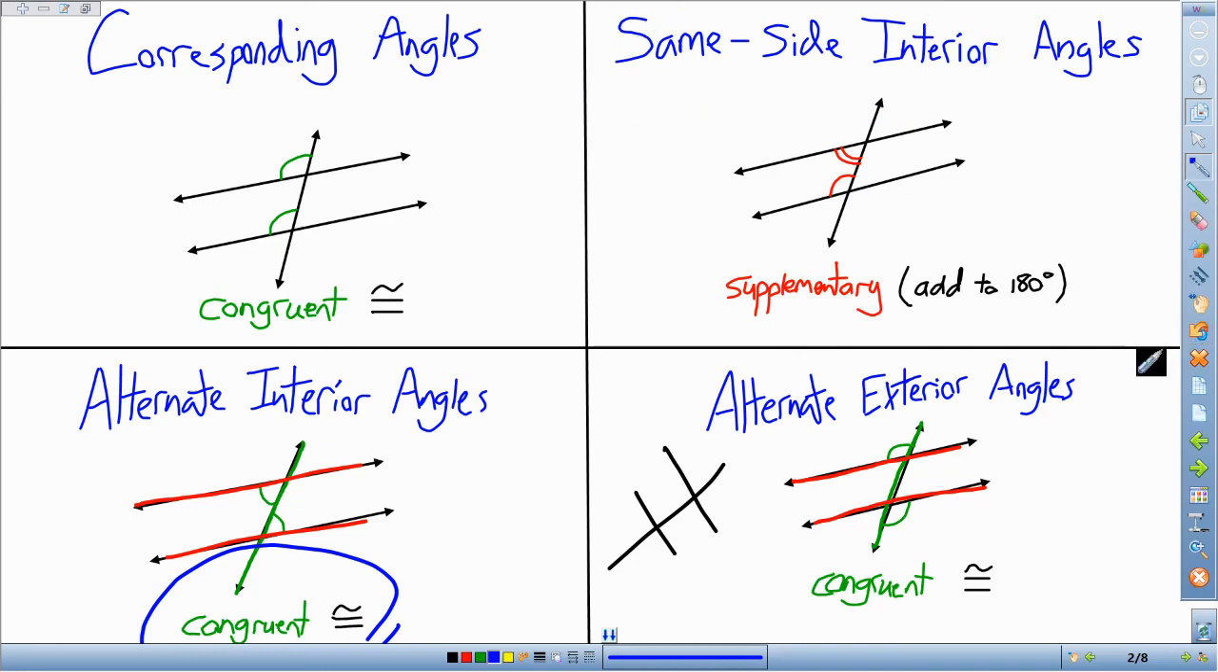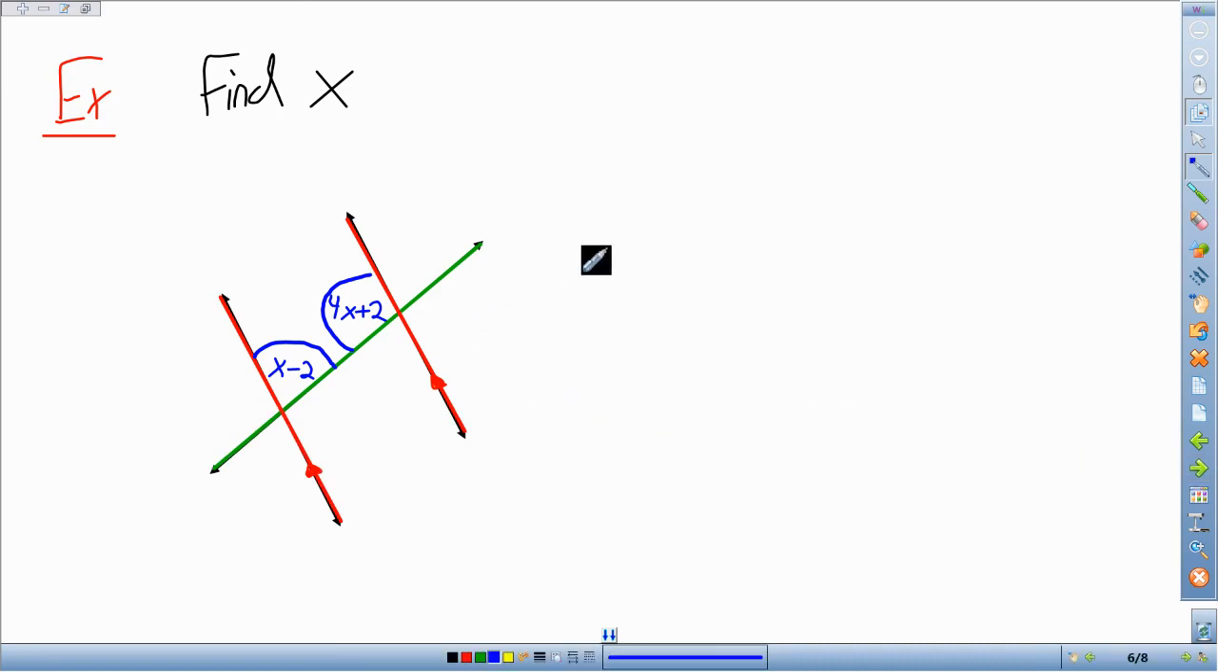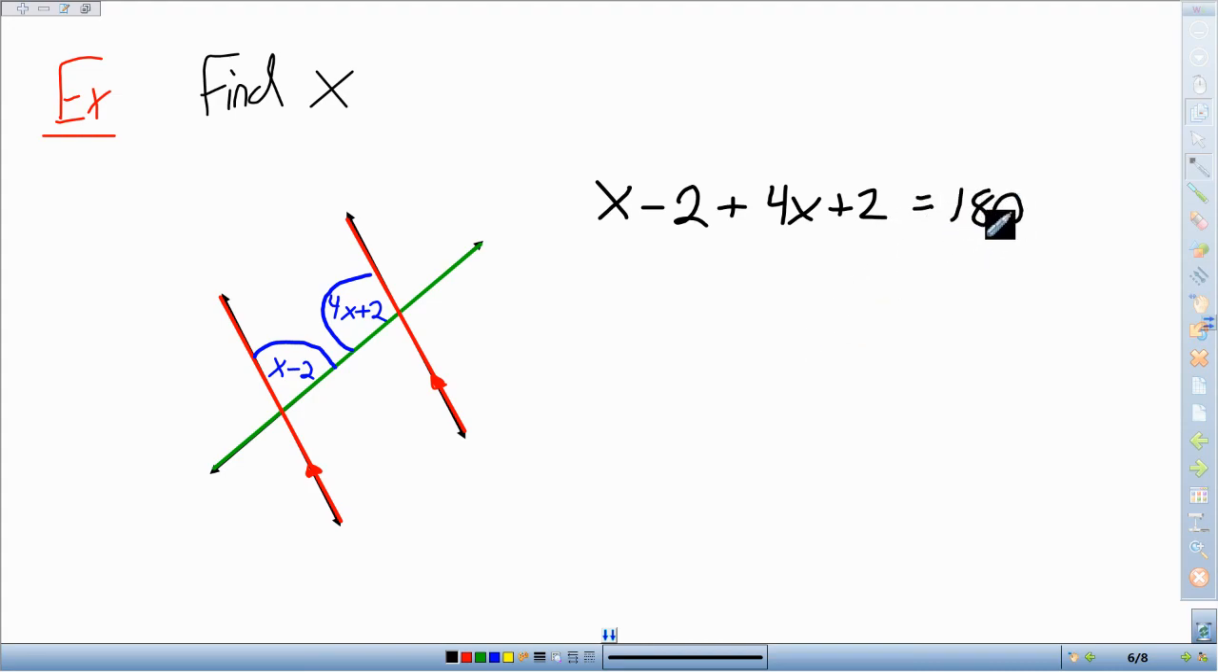All right. And here's the thing. Same side interiors, they are not congruent. They are not equal to one another. They are supplementary. They add to 180. Okay. So I'm not going to do the same thing I did on the last problem. I'm going to add these together and set it equal to 180. Okay. It doesn't matter which angle you start with, by the way, when you write out your equation. So I'm going to start with x minus 2, add it to the other angle, 4x plus 2, and I know that they add to 180 degrees.